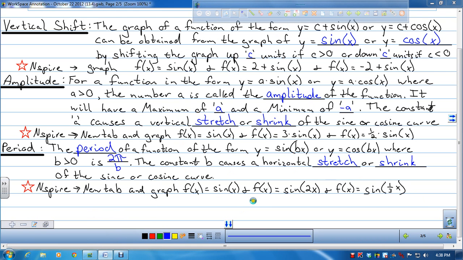Okay, and again, you can graph that if you have access to an Inspire right now.